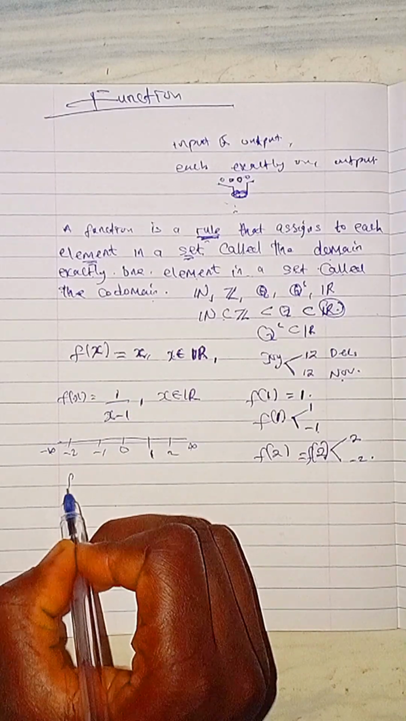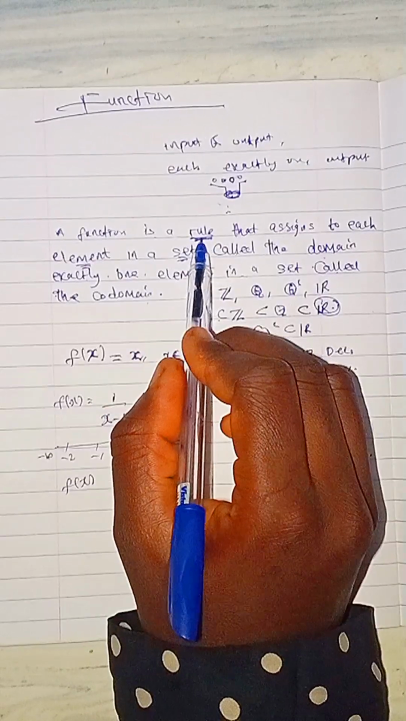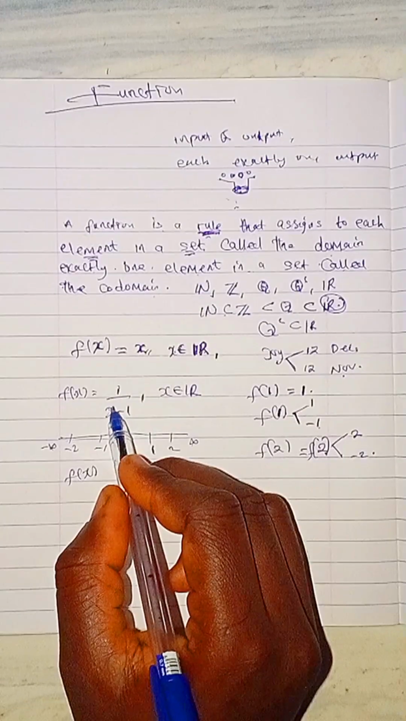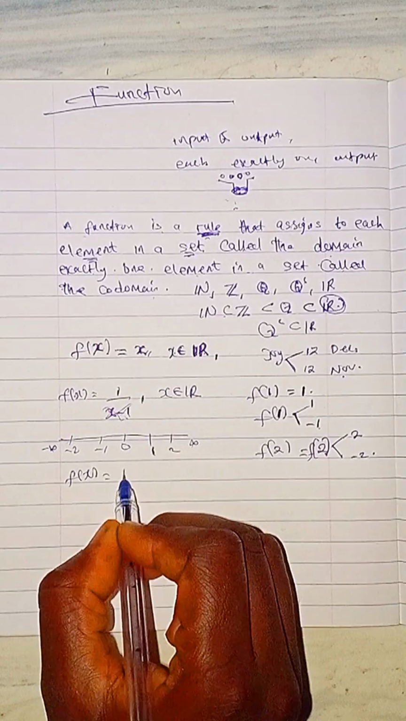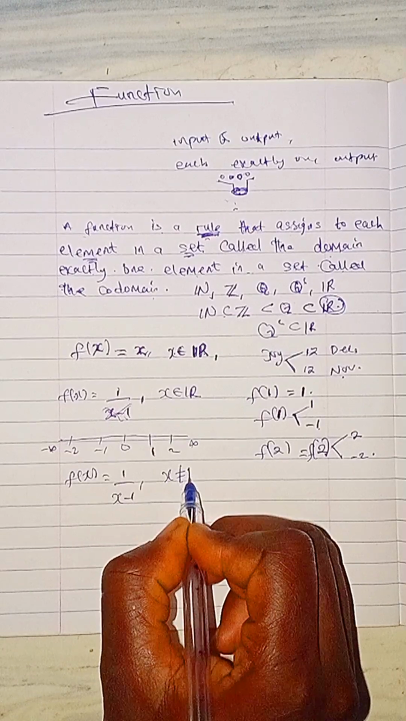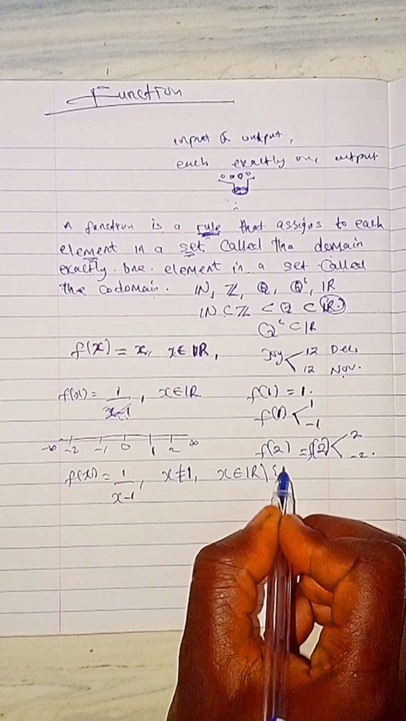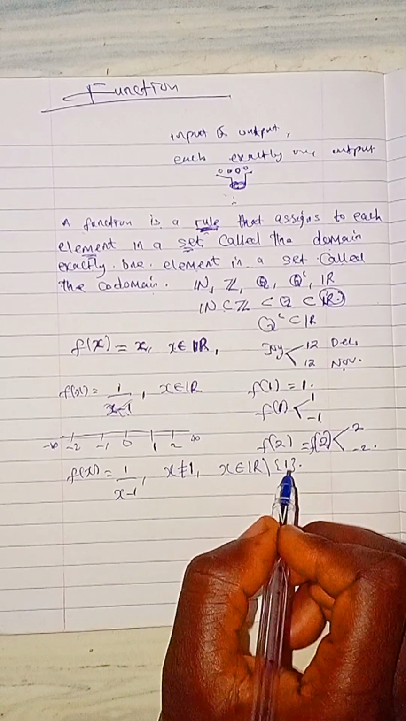So for this function to make sense, to be a function, look at the definition: a rule that assigns to each element. The rules in mathematics say you cannot divide by 0. So for this function to be a function, x must not be 1. For all x in R, you remove 1. So this is where the function is defined.